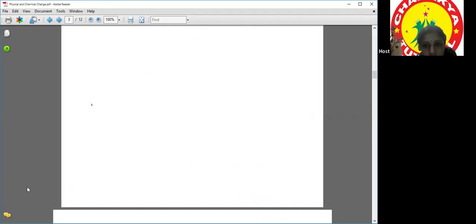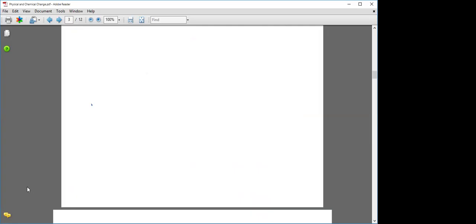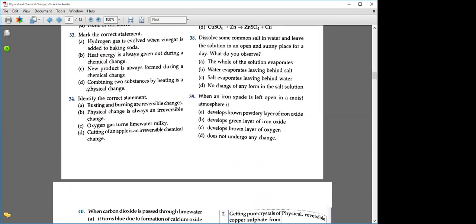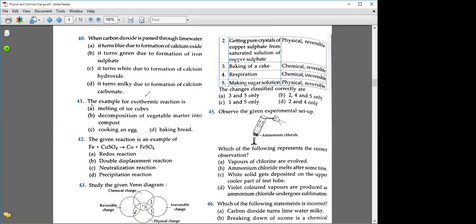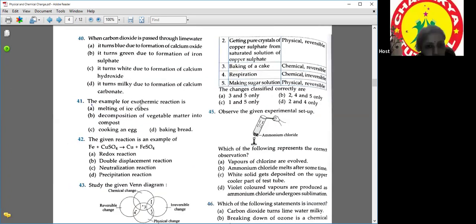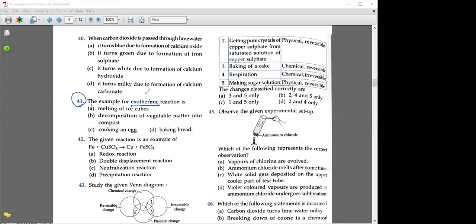Tell me 41. Ma'am, example for exothermic reaction. Ma'am, I can't see the question. Exothermic reaction means... what? Tell me, come on. Ma'am, melting of ice cubes?